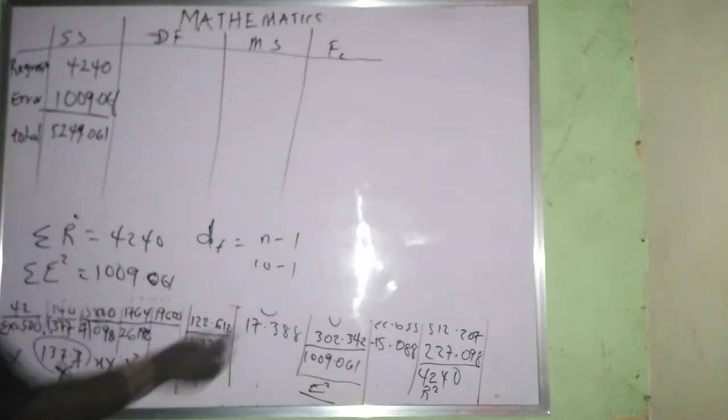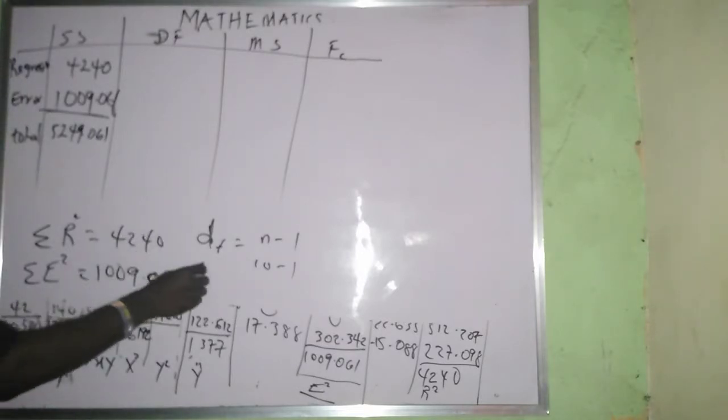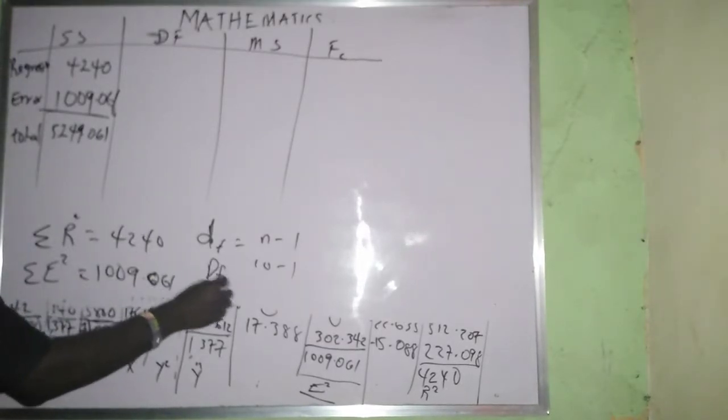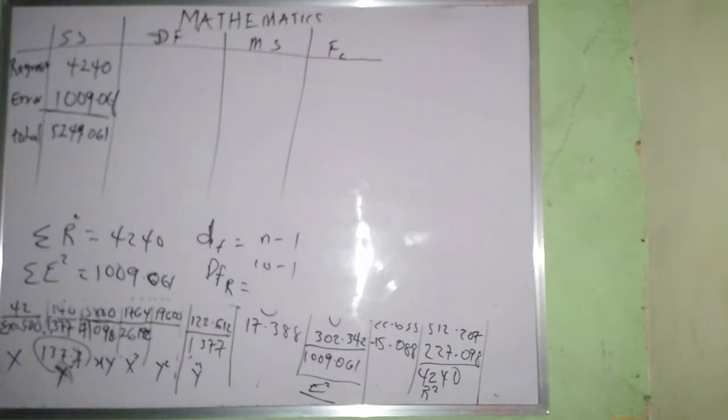It means 10 minus 1, which is going to be 9. Now, the degree of freedom of regression. It will be 1. The degree of freedom of regression is 1.